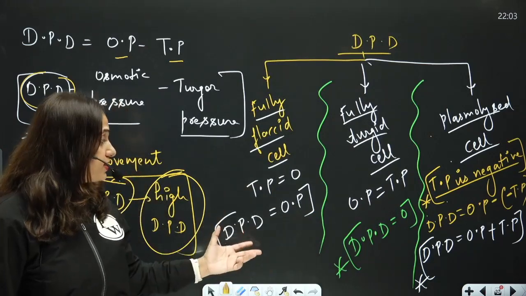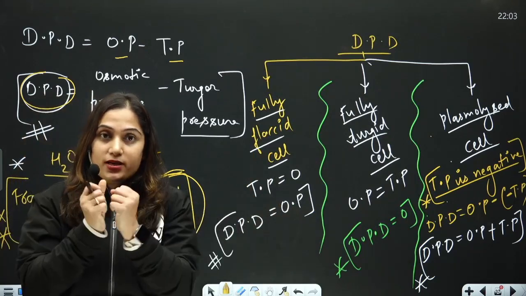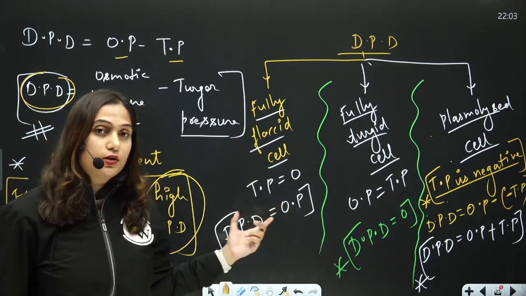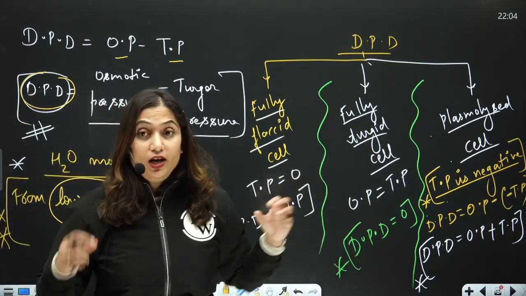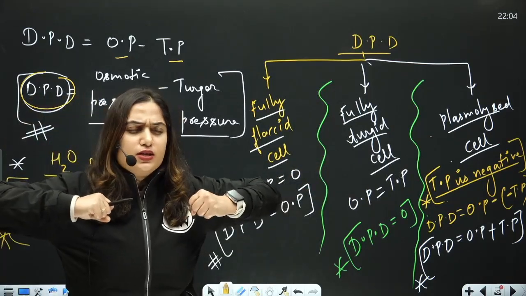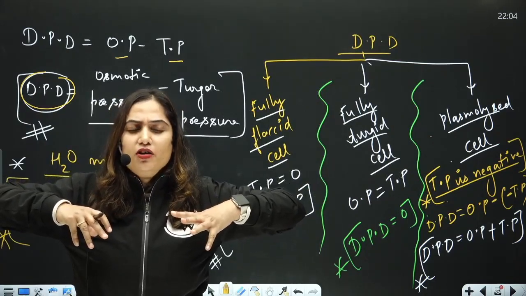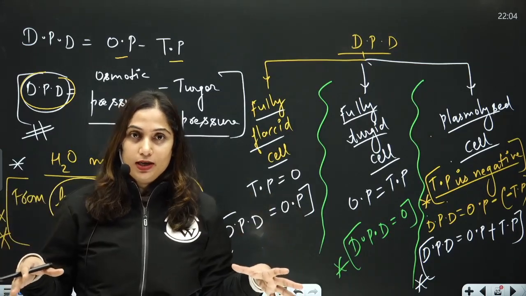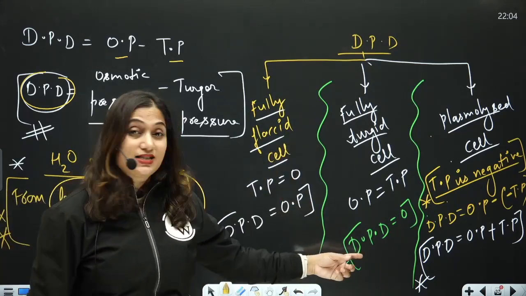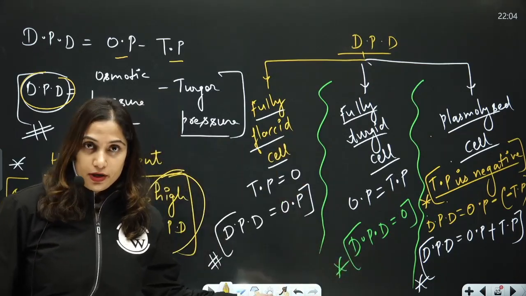In a fully flaccid cell, the turgor pressure becomes 0 because there is nothing inside to exert pressure outside. So turgor pressure is 0, so DPD becomes equal to OP. For a fully turgid cell, a cell which is maximally satisfied with water and does not need a drop of water, there is no deficiency of water in it. So a fully turgid cell has DPD 0 because it has no deficiency of water in it.